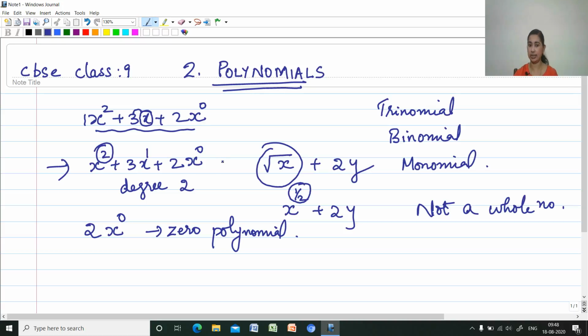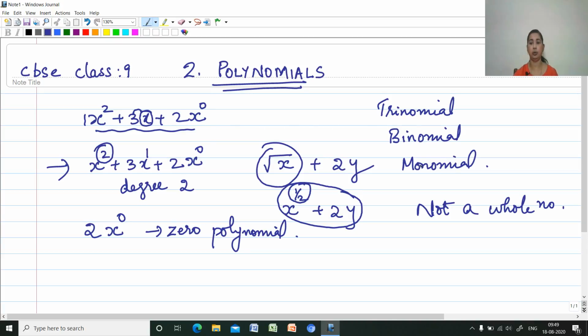So I discussed here what a polynomial is. Understand that if the power is a whole number, then it is a polynomial. Here I have taken x raised to 1 by 2 plus 2y. This is not a polynomial because its power is not a whole number. Powers should be whole numbers; that is what you have to check to decide whether it is a polynomial or not.